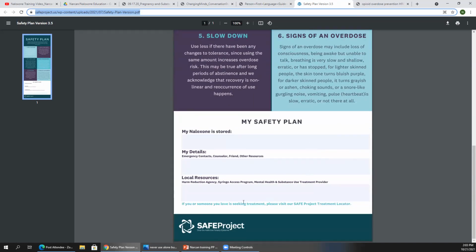I really like the bottom part here because folks can fill in what makes sense for them, so they can fill in where they plan to keep their naloxone, who kind of knows where their naloxone is in their house, and other local resources they can access when they need some more support.